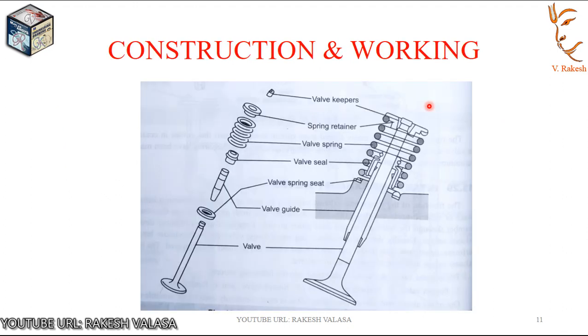Now let us go into explaining construction and working of these poppet valves. See here, this is the working arrangement of the valve as shown in the figure. See here, this is the valve. This part is valve spring seat. This is the valve guide. This is the valve seal. This is the valve spring. This part is valve retainer. This end part is valve keeper.